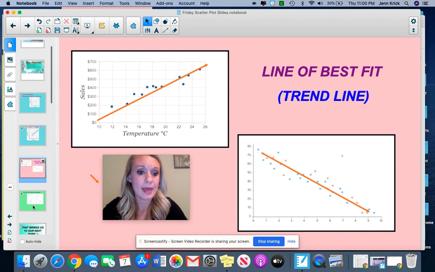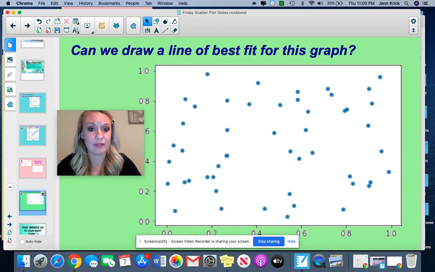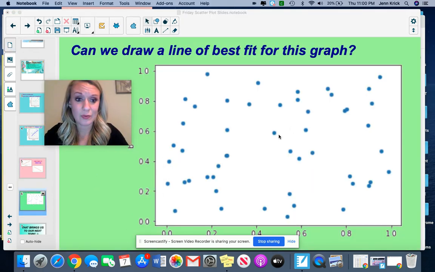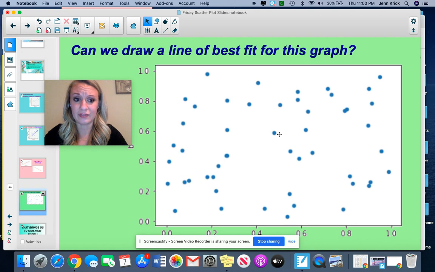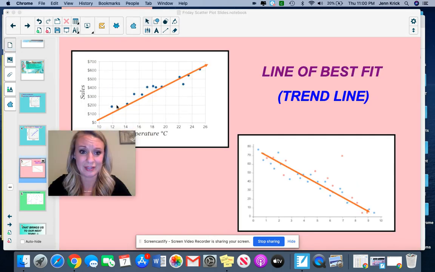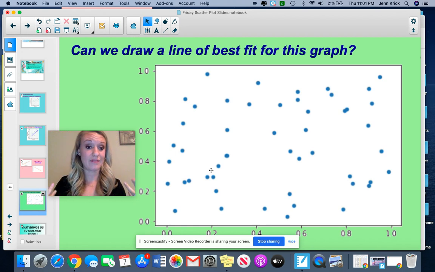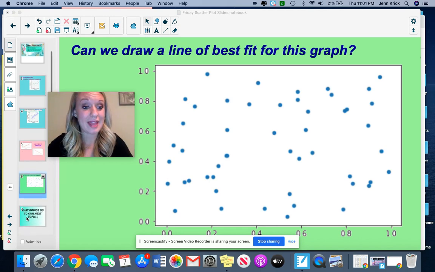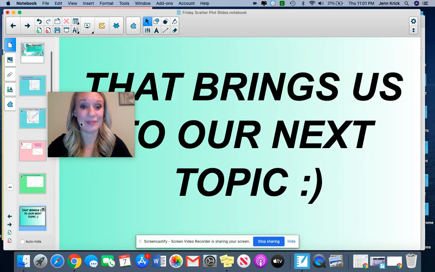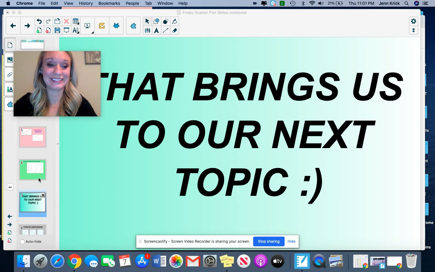All right, now what if we were looking at a graph like this? Is there a way that we can draw a line of best fit for this data? If you look at these two here, they're all kind of like in a line here, but for something like this, can you draw a line of best fit for that? And hopefully you can tell by my face and the way that I'm asking you the question, the answer is no. And that brings us to our next topic of our lesson today.